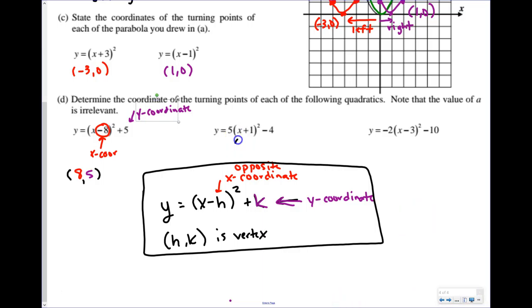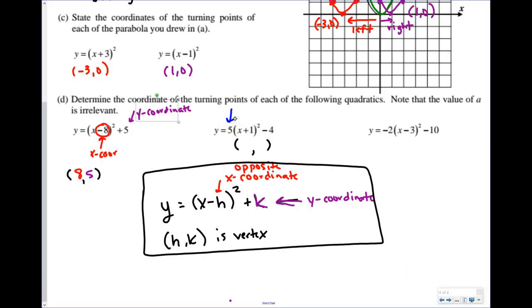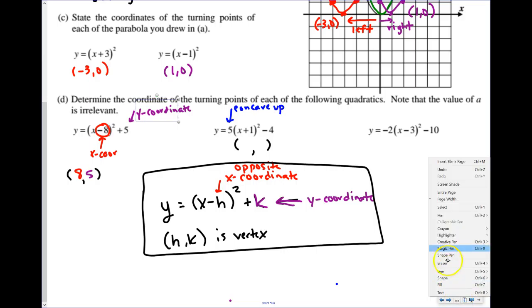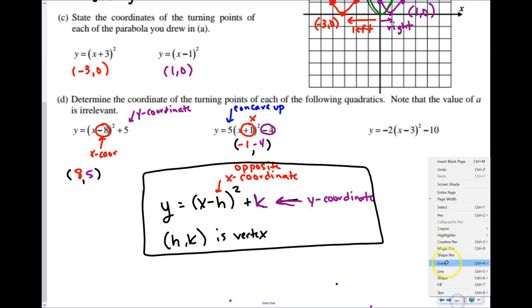This next one here, the 5 right here in front, that just tells us whether it's concave up or down. Is this a positive 5? Yes, so it's concave up. That's just like in the old lesson. This right here, this is our x coordinate at negative, oops, sorry. Is that a positive or a negative one? Oh, where's my eraser? Sorry. That's a positive one, so when I make my x coordinate, I have to make it negative. Then I'm going to take the constant at the very end, this negative 4, and that stays the same. So that's my vertex for that equation.